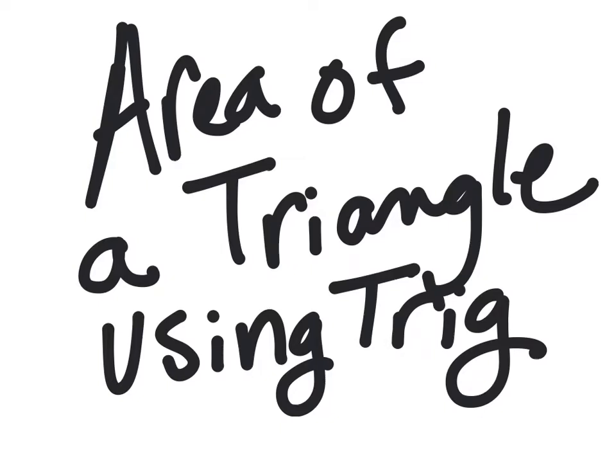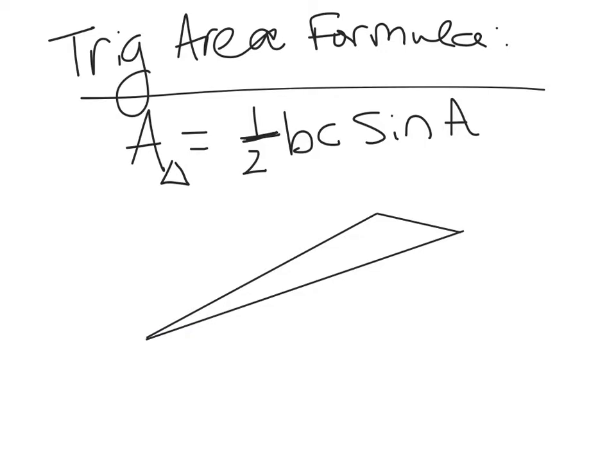Hello everyone, it's Miss Thomas, and today we are looking at the area of a triangle using a trig formula. So no more 1/2 base times height. You would use this formula when you have a non-right triangle or when you don't have the information that you need, but you do have information about angles and side lengths.